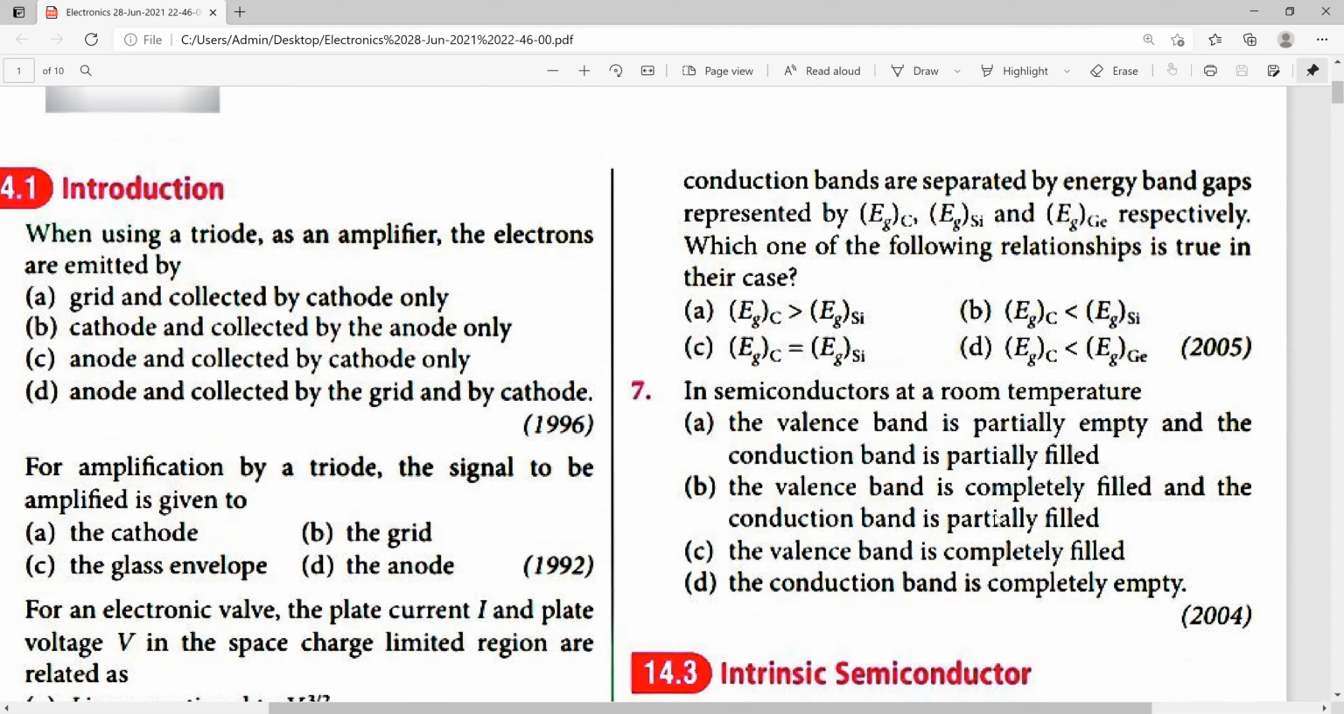So symbolically they have given. First option, energy gap of carbon is greater than energy gap of silicon. Second one, energy gap of carbon is less than silicon. Third one, energy gap of carbon is equal to silicon. Fourth one, energy gap of carbon is less than energy gap of germanium. So band gap of carbon is 5.5 electron volt. For silicon, it is 1.1 electron volt. Therefore, energy gap of carbon must be greater than silicon. So among the 4 options, the right option is A.